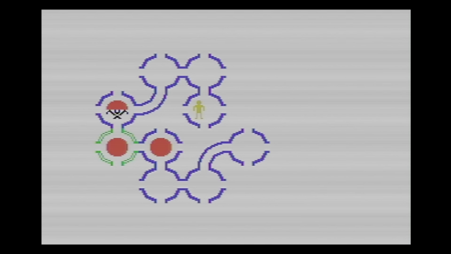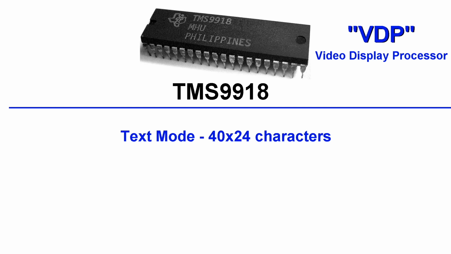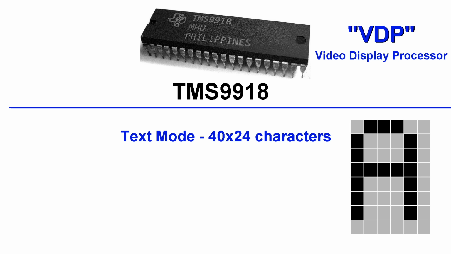Okay, let's change gears and talk about the graphics capability. The heart of this was the TMS-9918 video chip, also referred to as the VDP or Video Display Processor. The text mode of this chip is 40 columns by 24 rows, which was fairly standard for the era. However, in this mode, you have characters that are 6 by 8 pixels in size, and the screen is essentially monochrome, with only a global foreground and background color selectable.